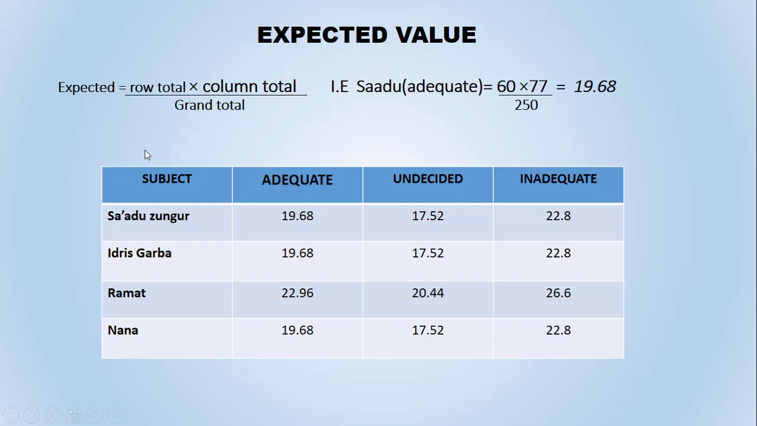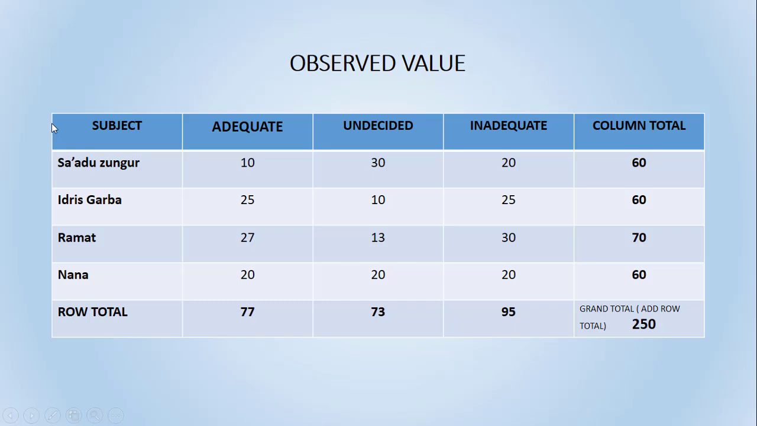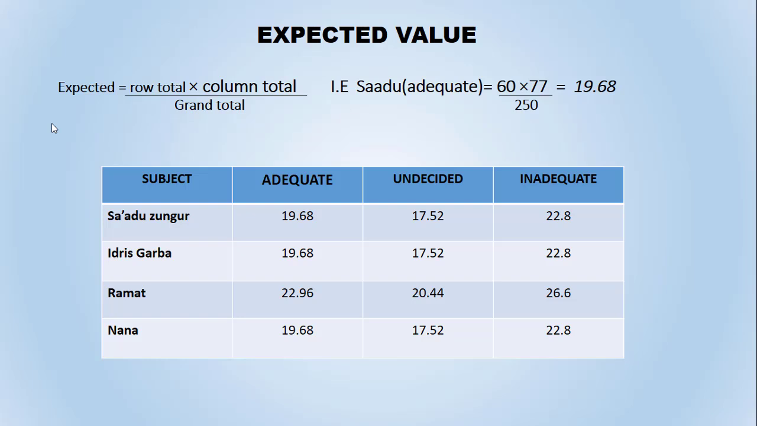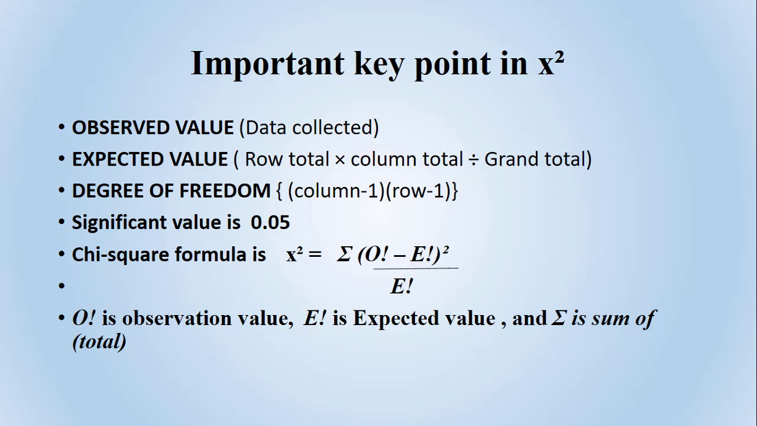This is a new table now. This is our observed value, the one given to us. Then this is our expected value. So now, if you remember quite well, in the first slide I made mention that our chi-square is equal to the summation of observed value minus expected value squared, over expected value.